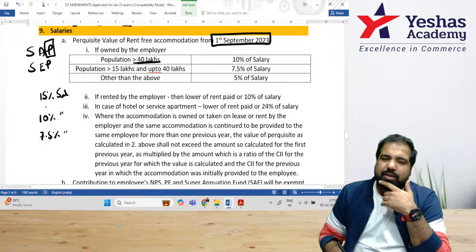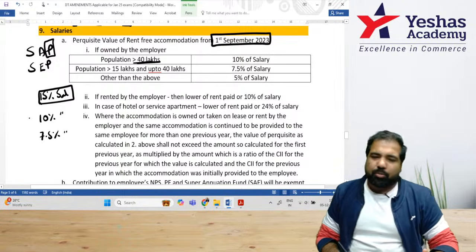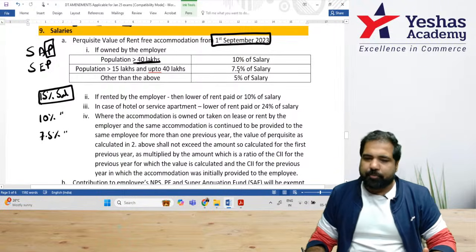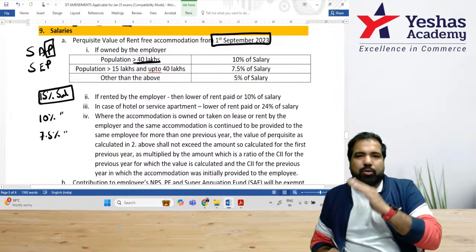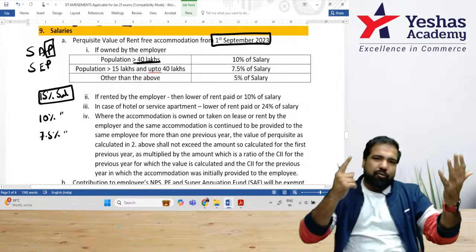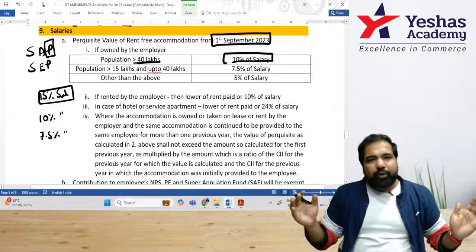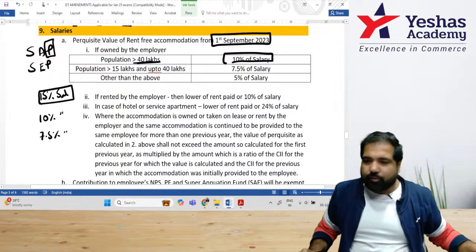And you will do this percentage, let's say 15% of salary. I'm assuming you are staying in a very crowded place like Hyderabad or Mumbai or Bangalore or Chennai or Delhi. And from 1st September to 31st March, that is September, October, November, December, Jan, Feb, March, 7 months, you will calculate, and you will do 10% of that, and you will add both of them, and that will be your perquisite value.